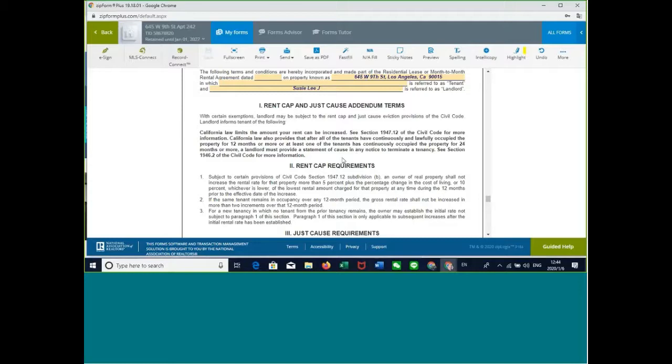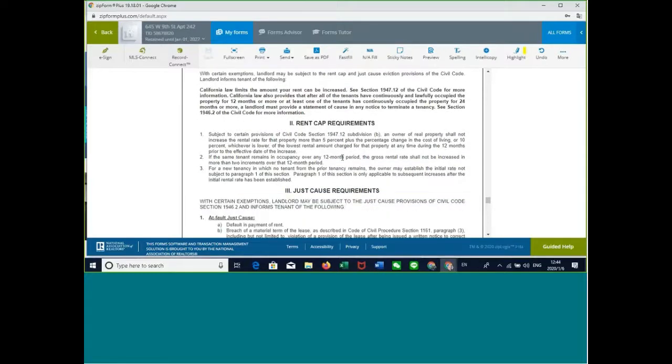Rent cap requirements. Let's look at the rent cap requirements. Okay. All right. This is actually interesting stuff. If you can master this one, your landlord client is going to be very happy with you. It will show a lot of respect for you.